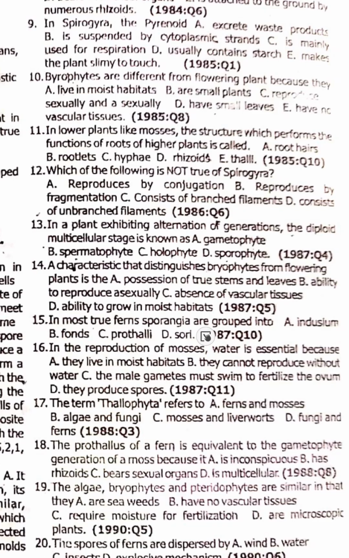15. In most true ferns, sporangia are grouped into sori, option D. Sori are clusters of sporangia. Next, indusium is a protective cover for the sorus, while a frond is a leaf of a fern. Lastly, prothallus is a developing gametophyte of a fern. Just put these things down like this. It will make sense subsequently.